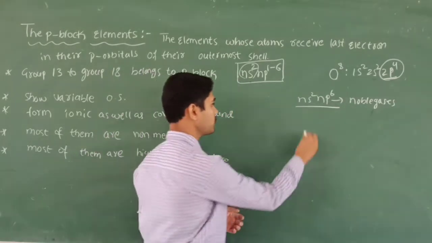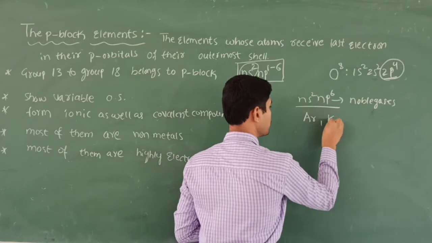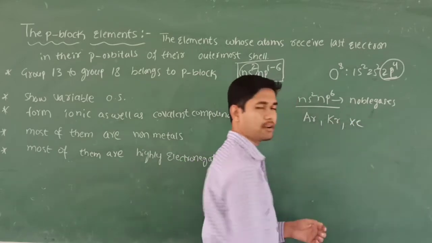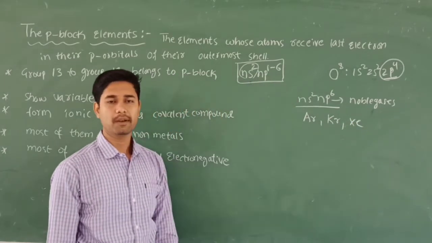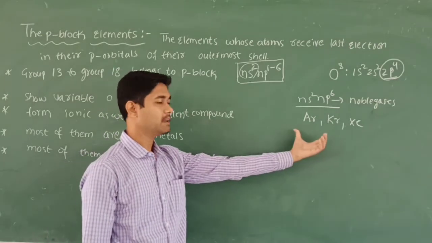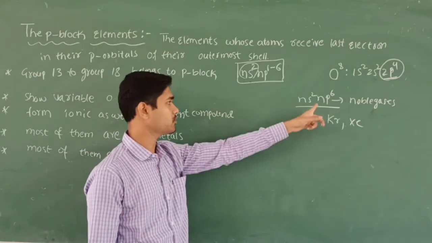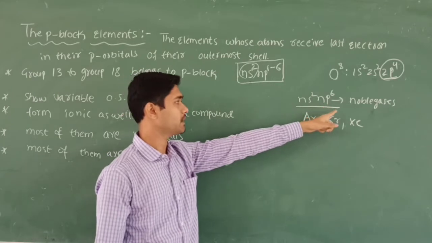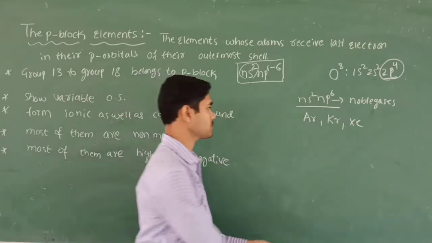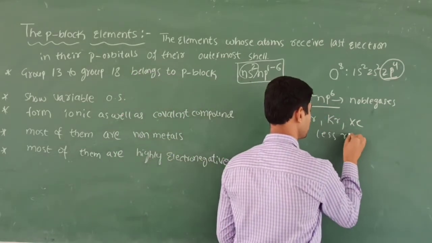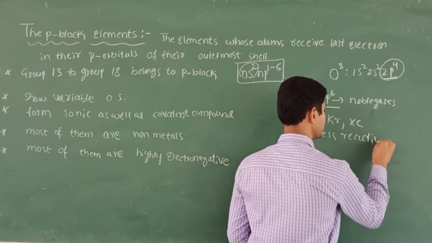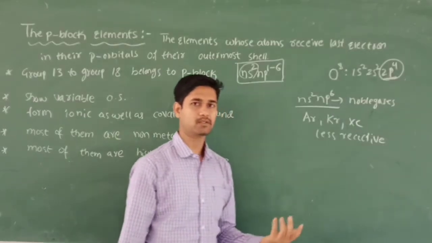You can give examples for this one: argon, krypton, xenon, radon. These are all called the noble gases because their outermost electrons are completely filled. That's why they are called noble gases, and they are also less reactive. They are less reactive because of the completely filled electrons.